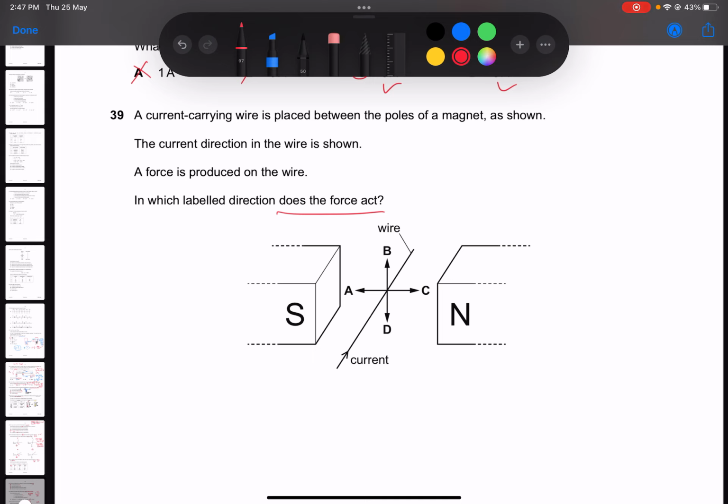Now, there are some keywords, guys. Current carrying wire, wire carrying current, current running in the wire, in the circuit. So this is going to be motor effect, guys. We simply call it motor effect. So you will use the left hand rule. In motor effect, you will use left hand rule.